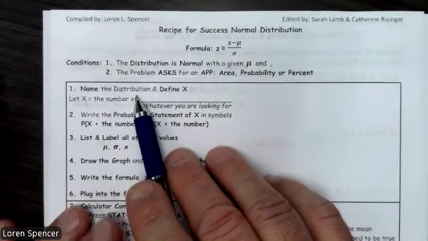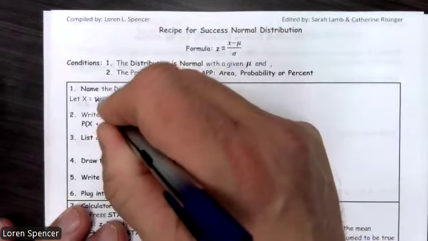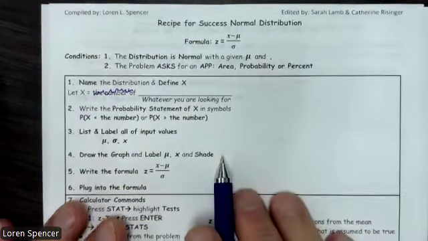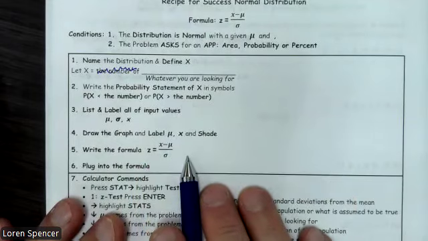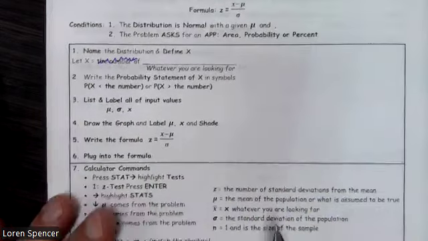Name the distribution. We're going to be working with normals and define x. It says let x equal the number of. It'd be better off if we said let x equal whatever we're looking for. And then from there on, I'll walk you through this. It's going to be much the same as working with the z-score. We'll need to write our probability statements, etc.